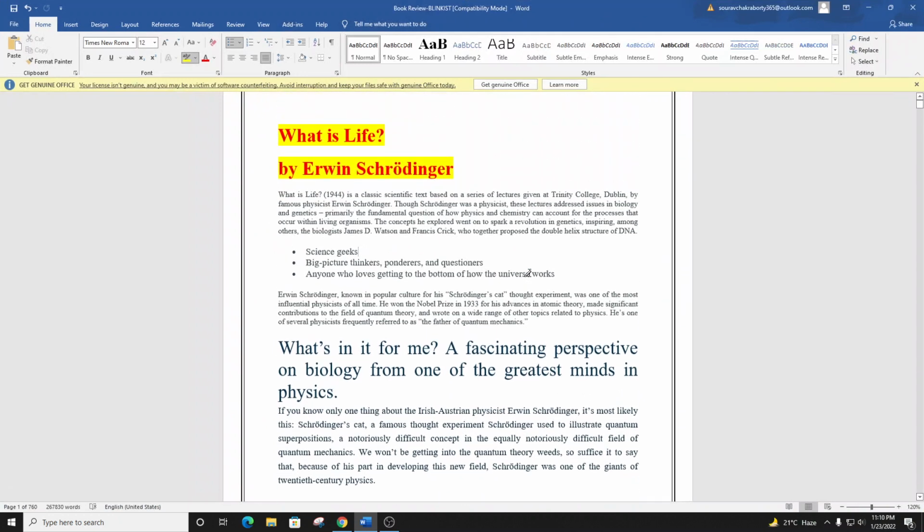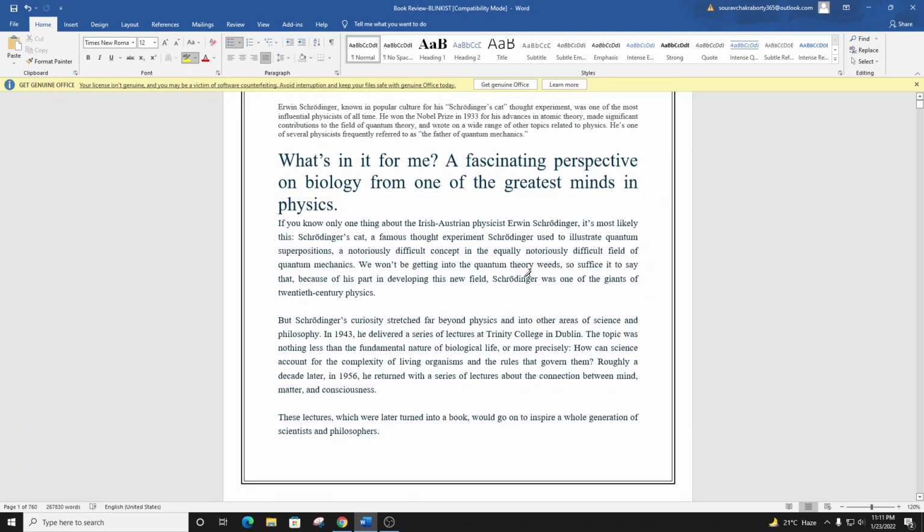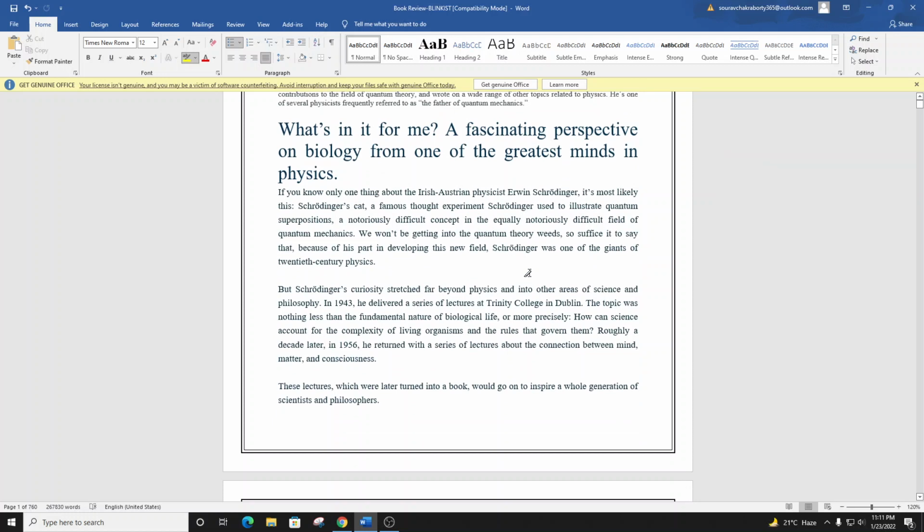If you only know one thing about the Irish-Austrian physicist Erwin Schrödinger, it's most likely this. Schrödinger's cat, a famous thought experiment Schrödinger used to illustrate quantum superpositions, a notoriously difficult concept in the equally notoriously difficult field of quantum mechanics.